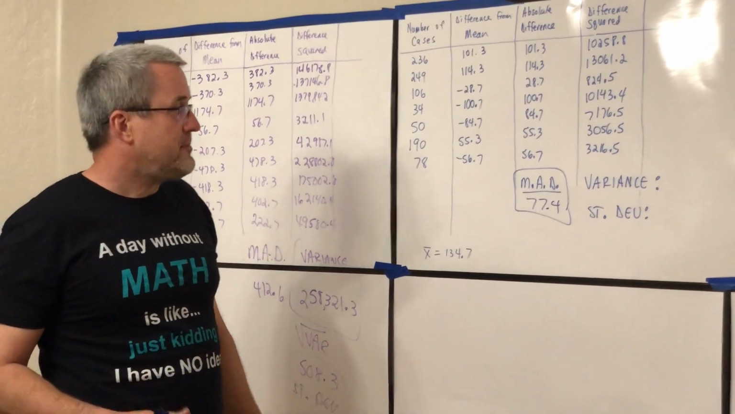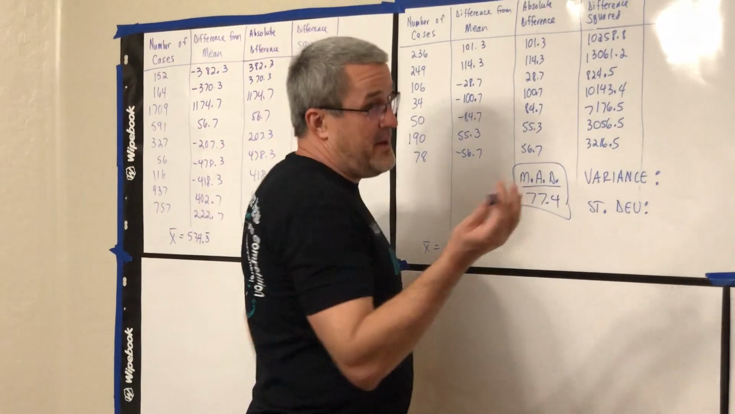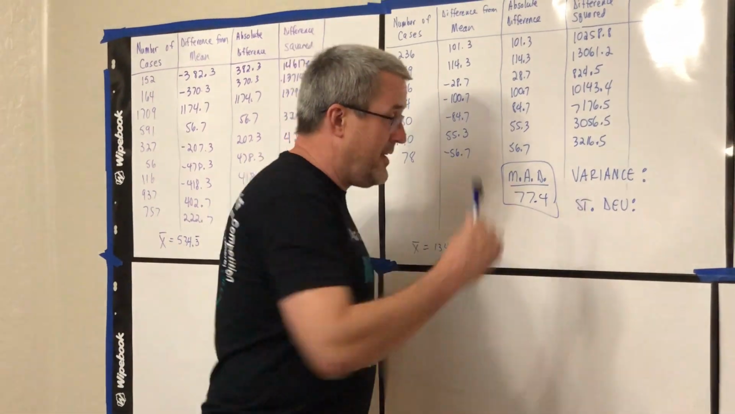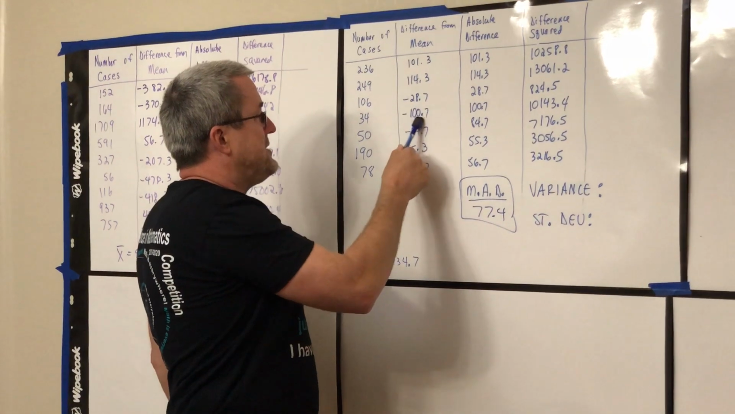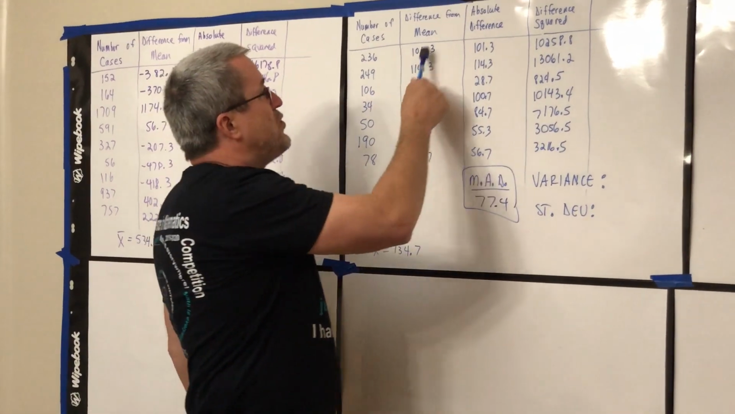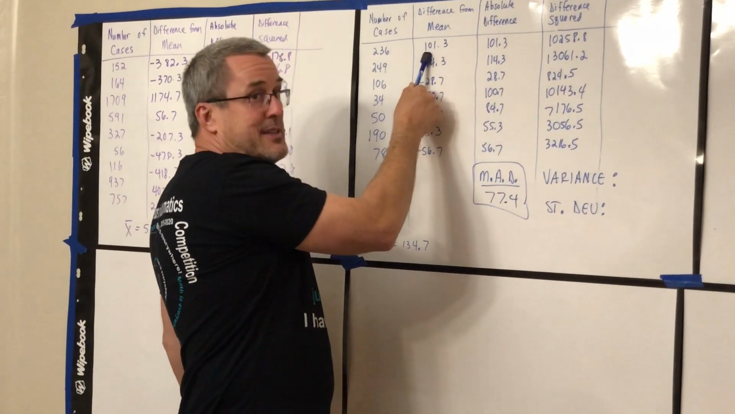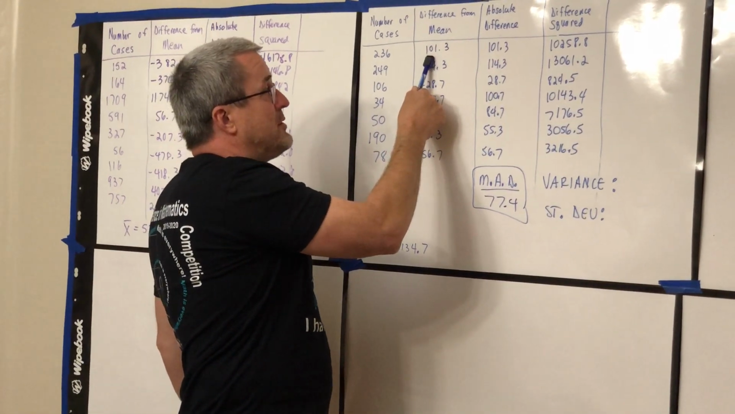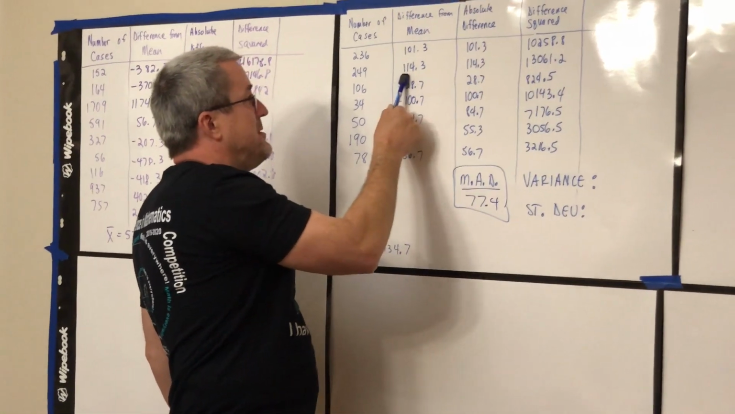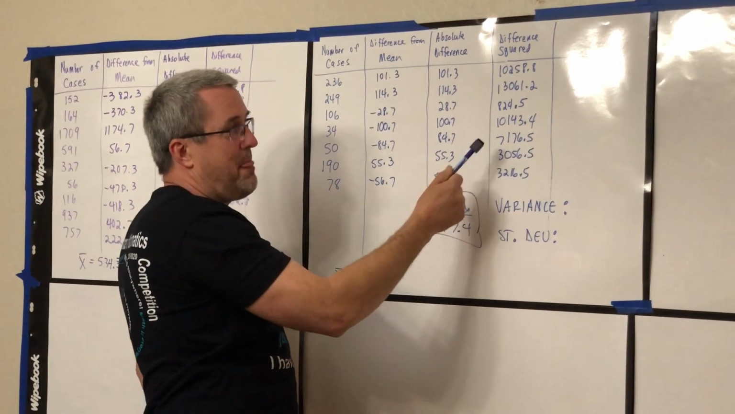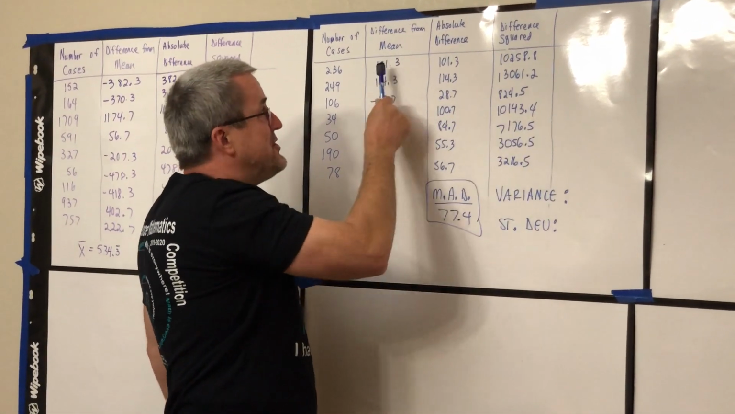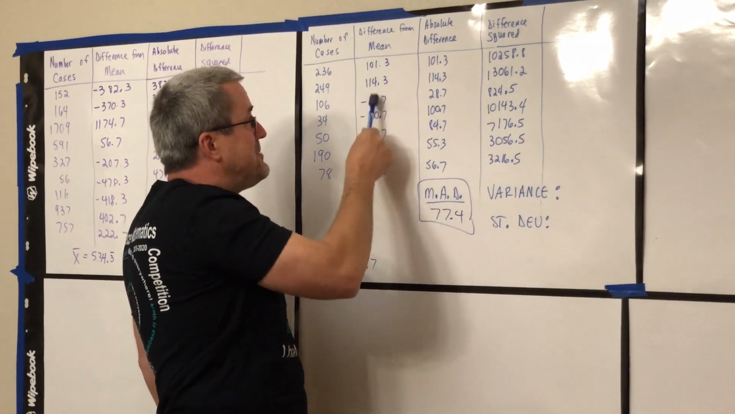another data set. Now we also have another way to do that same thing called the variance and the standard deviation. The variance is found this way. Take those differences from the mean, square them, multiply by itself. Take 101.3, multiply it by itself. Take 114.3, multiply by itself, etc. Check your numbers.